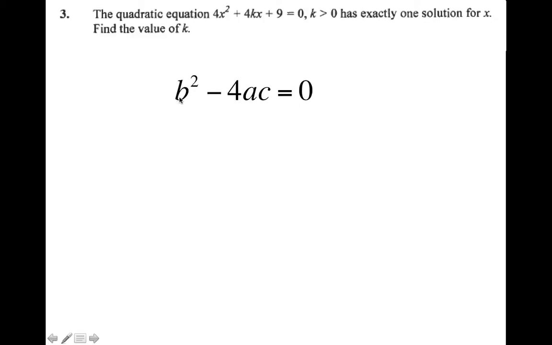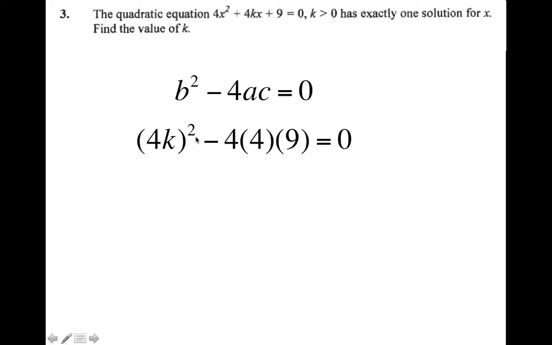So now all we have to do is substitute your b value, your a, and your c value. Again, the b value is the 4k right here. So that's going to go in here. The a value is this 4, and the c value is this 9. So let's make those replacements. So b has been replaced by 4k. Again, that's this part here. A has been replaced with this 4, and c has been replaced with this 9 here.